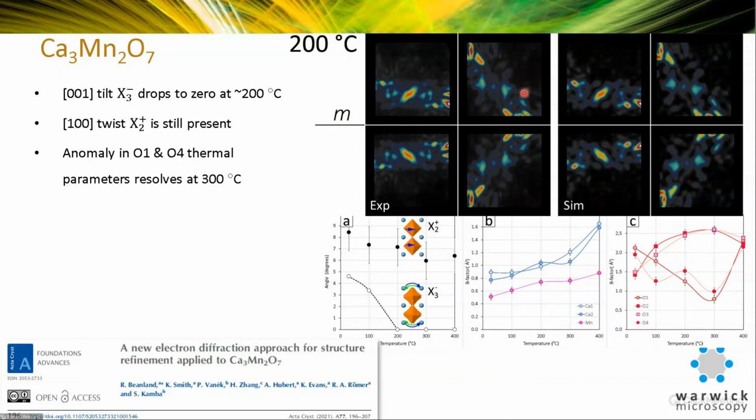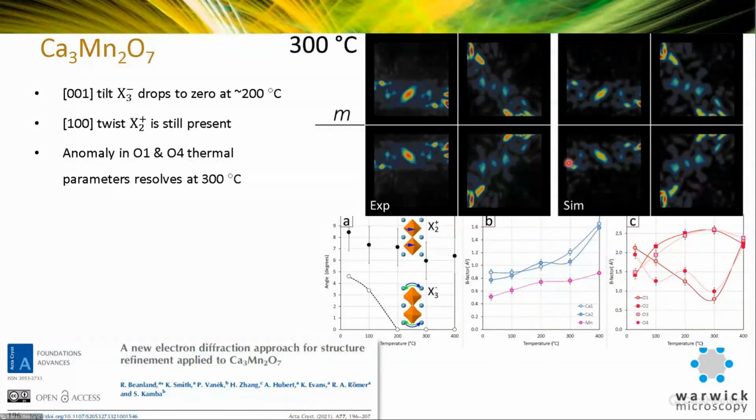Okay, so what that means in this particular case is that one of these distortion modes, the distortion mode which makes it non-centrosymmetric, has gone down to 0. But the other distortion mode is still present, and it stays there all the way as we go up in temperature. There's 300. Then something really weird happens between 300 and 400.